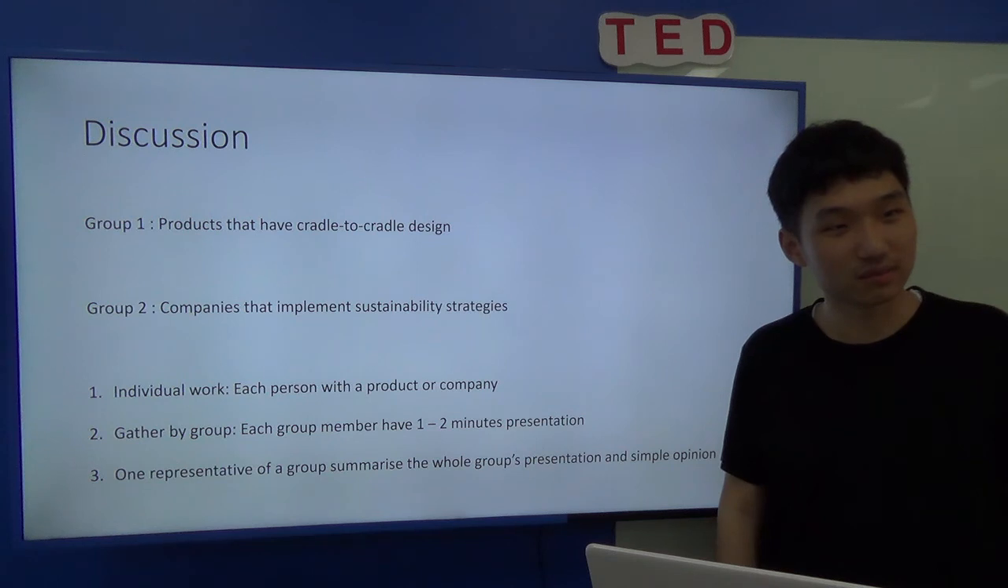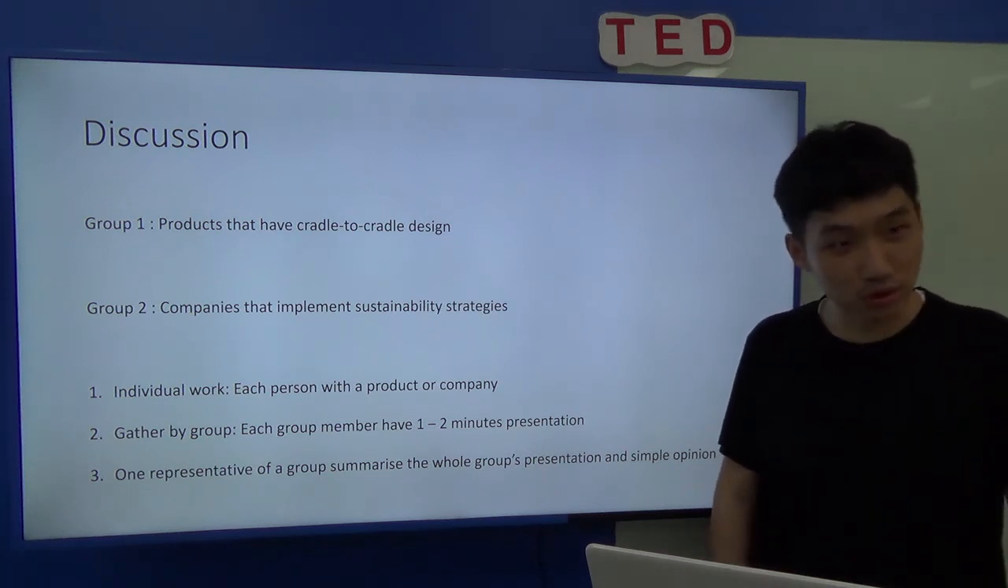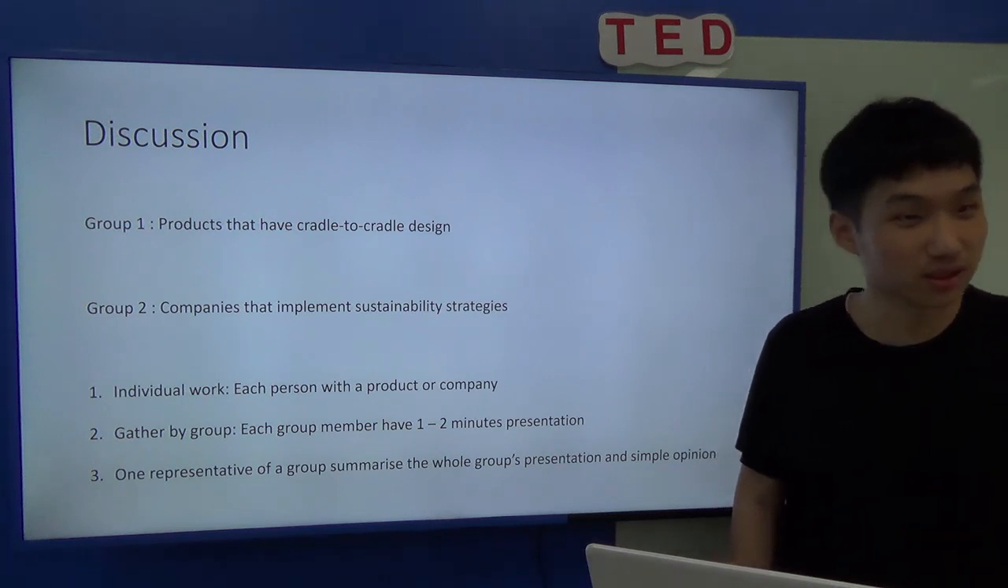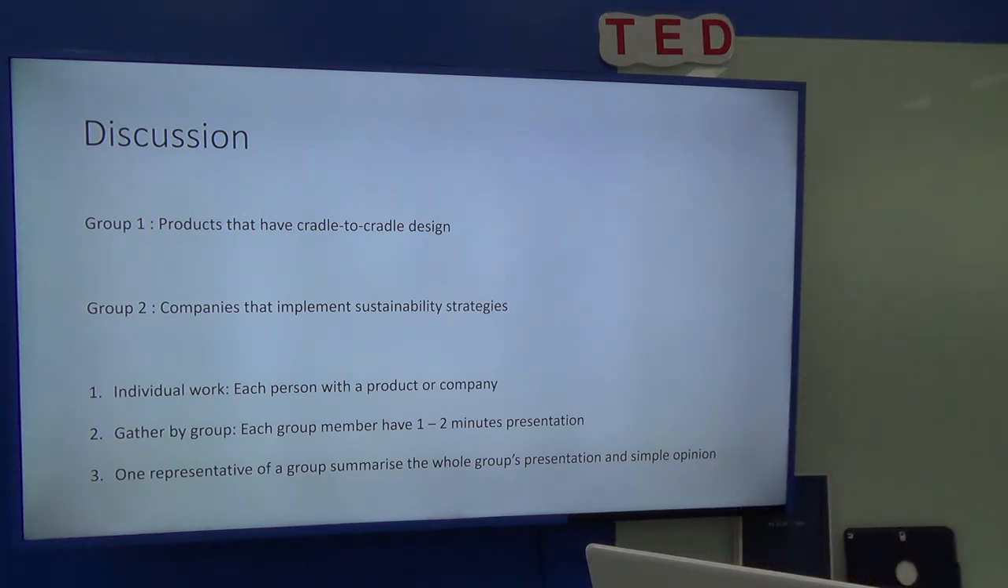Someone is pushing me. Okay, so group 2, companies that implement sustainable strategies. Let's see how strong it is. Sure, you can do that. First is SK Chemical. SK Chemical is producing chemicals environmentally friendly. And one more company is CJ.